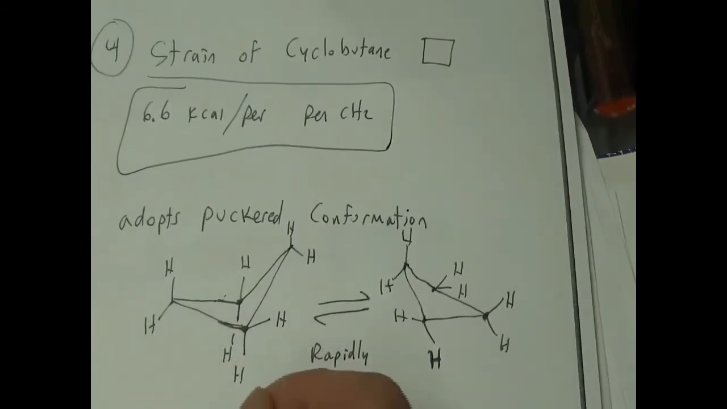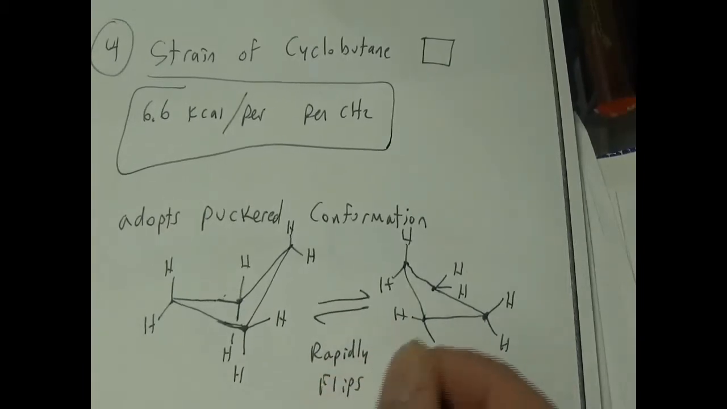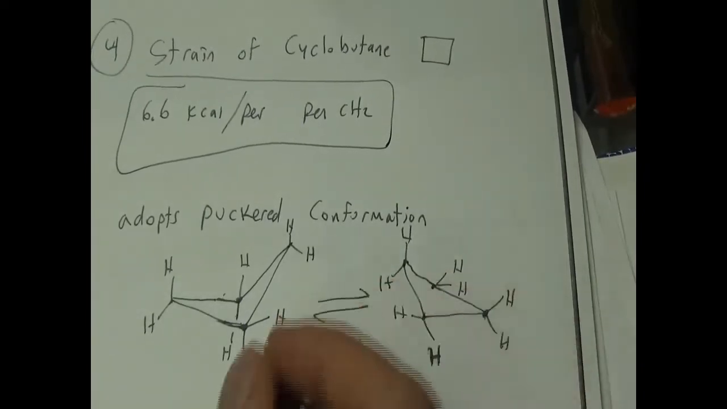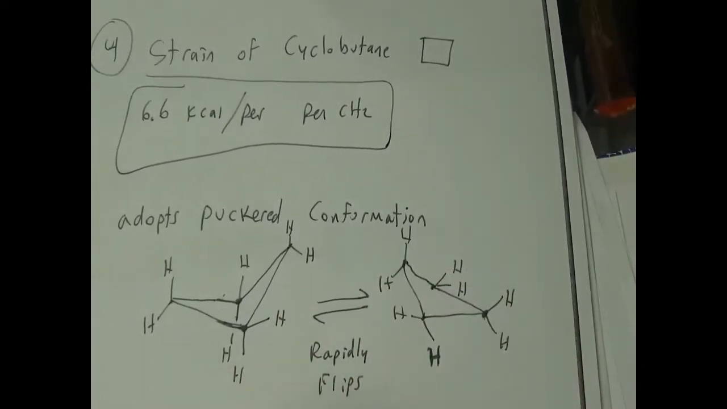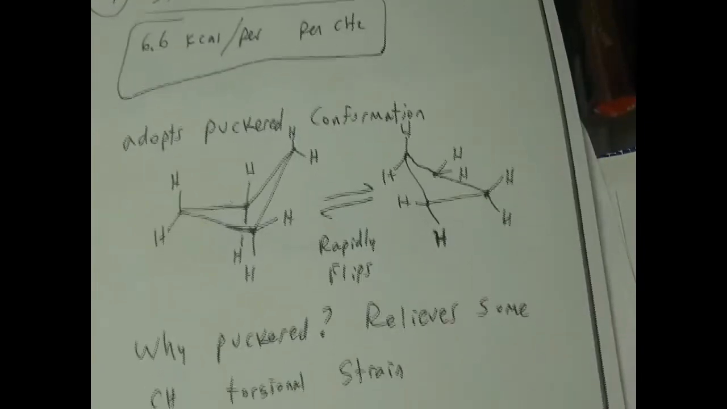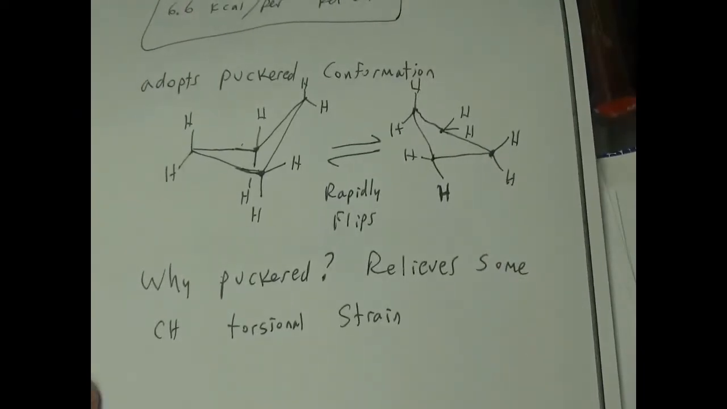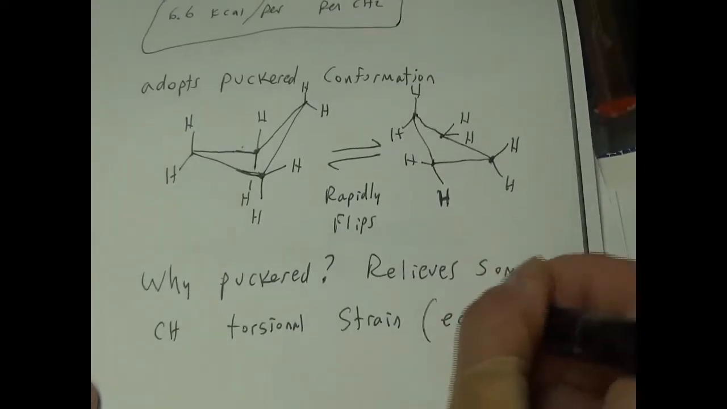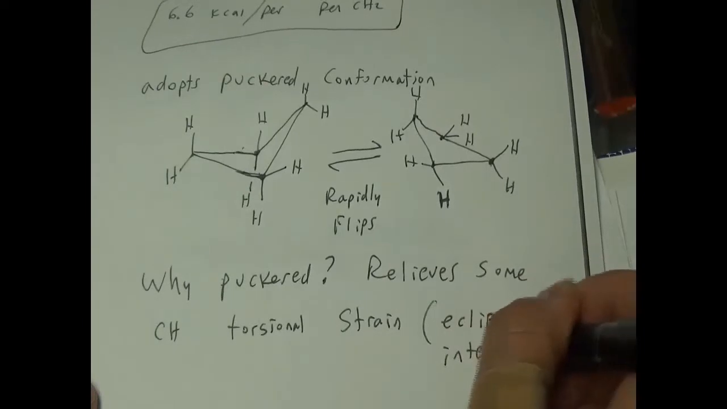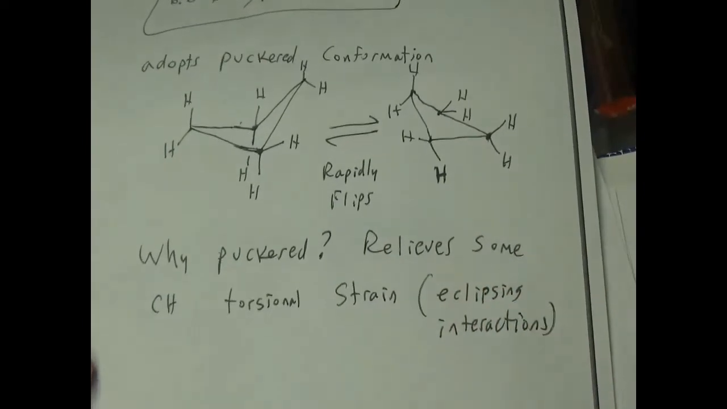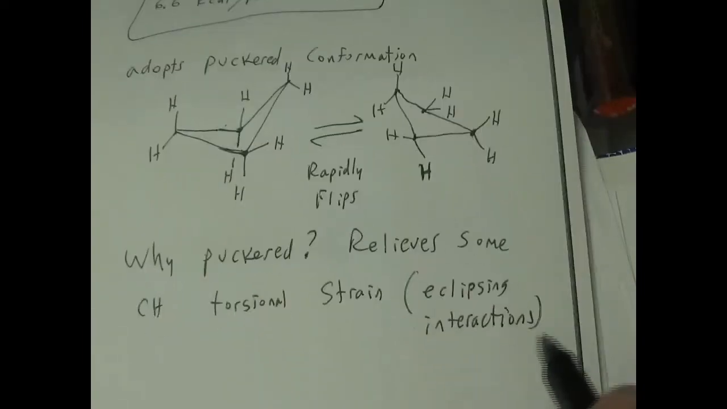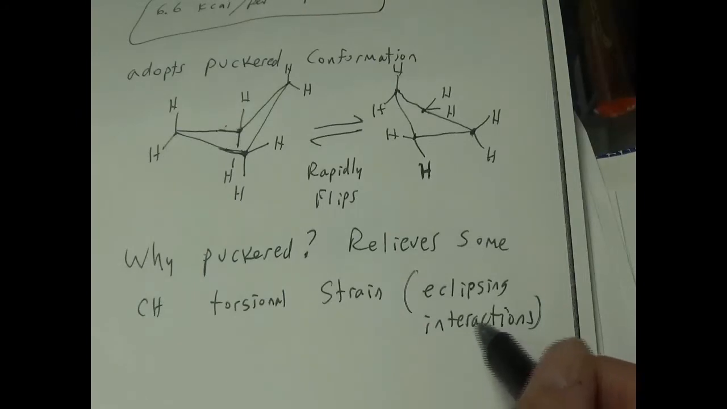Why does it do that? It relieves some CH torsional strain. And again, the torsional strain is due to eclipsing interactions. The eclipsing interactions are the neighboring CH2s that are eclipsed, right? And that's an electron cloud interaction.